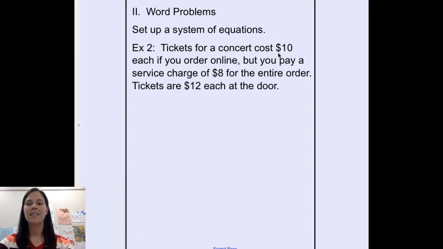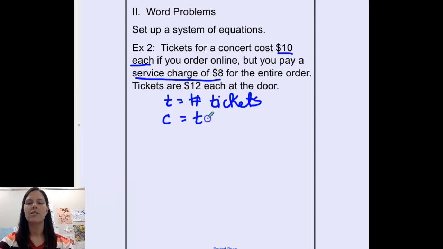And finally, we'll practice setting up systems from a word problem again. Our first sentence says tickets for a concert cost $10 each if you order online, but you pay a service charge of $8. So we'll start off by identifying our variables. First of all, we're going to be buying tickets. So we'll say T is the number of tickets that we purchase. And whenever we buy tickets, we're concerned about our total cost. So we'll let C equal the total cost of our order.